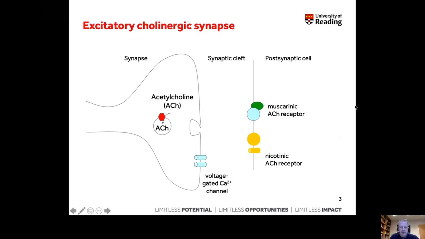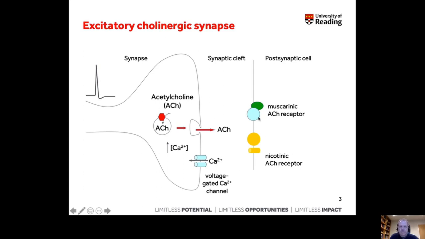So let's just, in this screencast, consider excitatory synapses in a little bit more detail. A very good example is acetylcholine, and acetylcholine acts at what we call cholinergic synapses. So acetylcholine is packaged into vesicles and is released in response to an action potential, causing an influx of calcium through these voltage-gated calcium channels, as I showed you maybe in the previous screencast. Acetylcholine vesicles fuse with the membrane. Acetylcholine is released across this narrow synaptic cleft and interacts with different receptors.